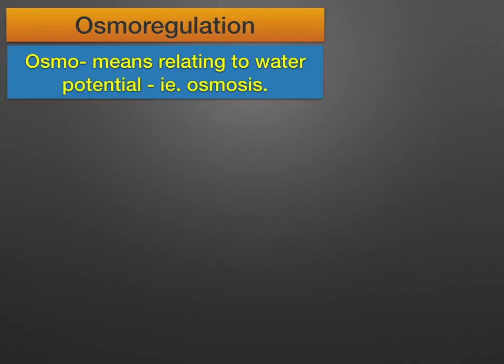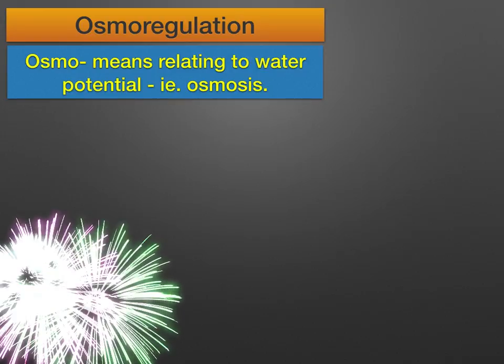The next example we're going to look at is again part of homeostasis. It is control of an internal body condition. This one is osmoregulation, so that refers to the amount of water in the body and the water potential of fluids like blood plasma.